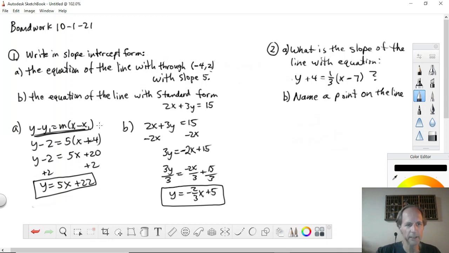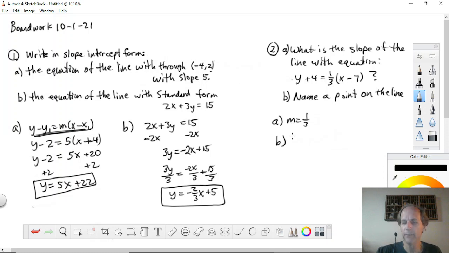Okay, so if we look at that, slope goes here, and it's the thing multiplied by this parentheses where you have x minus x sub 1. That's 1/3. So for A, the slope is 1/3. Now B says name a point on the line.